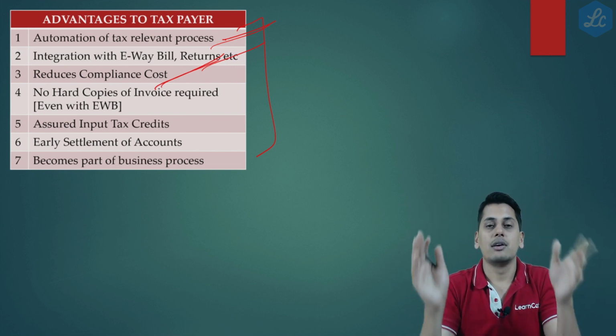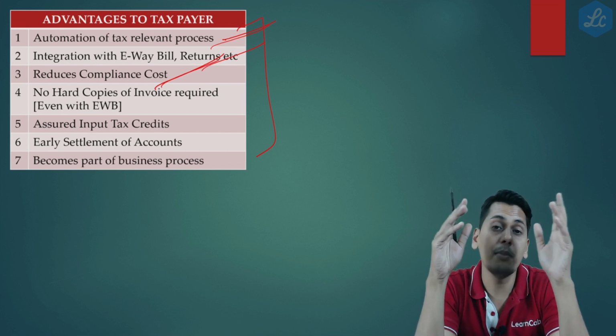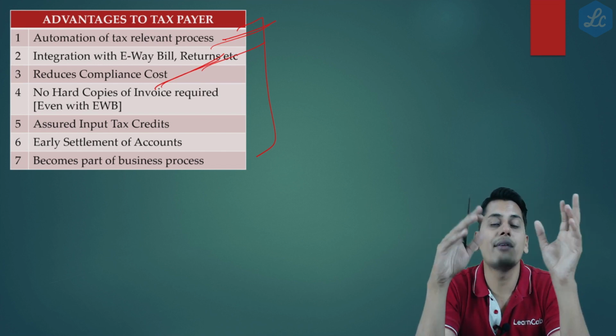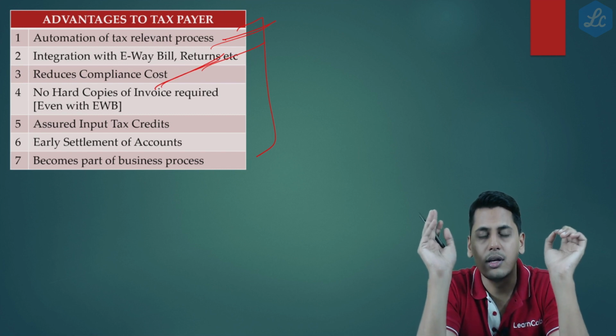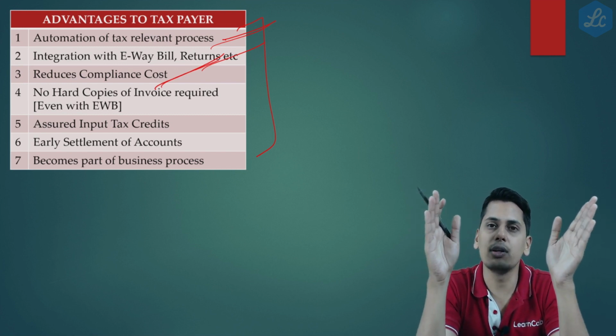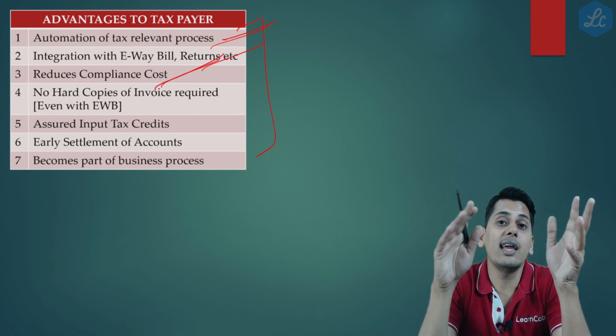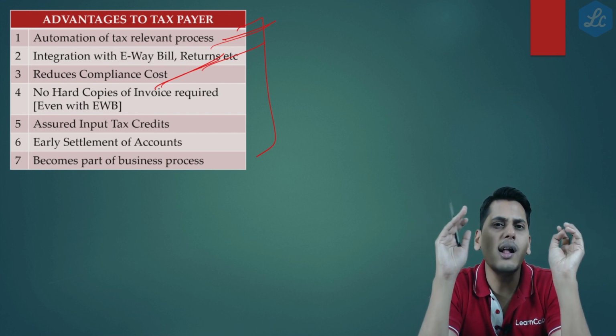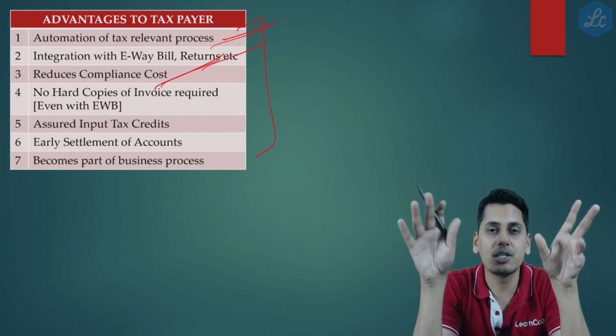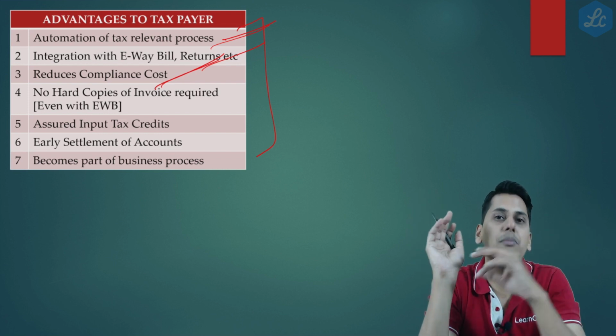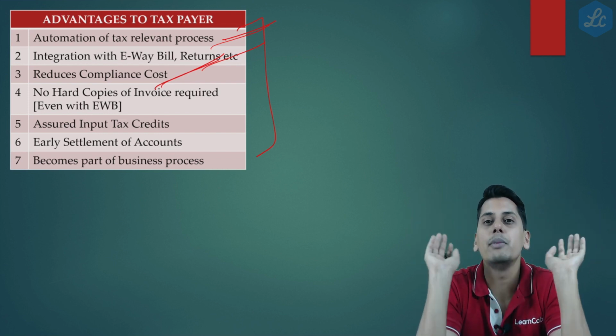Just visualize. Friends, this is just the beginning. The government has started with people who are having huge turnover just to experiment. Slowly this turnover threshold is going to be shrunk, and that day would not be far where all the registered persons would be required to generate an e-invoice for all the supplies which are being made by them. Let it be B2B, let it be B2C.